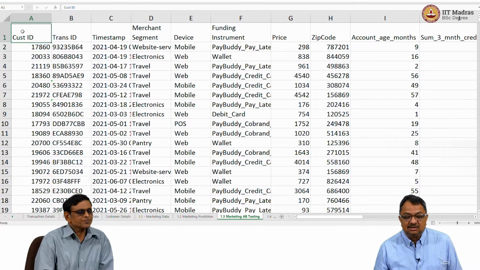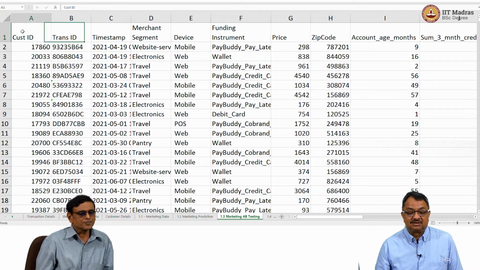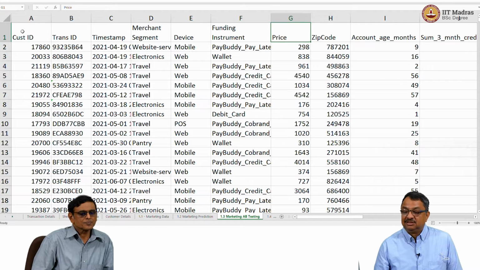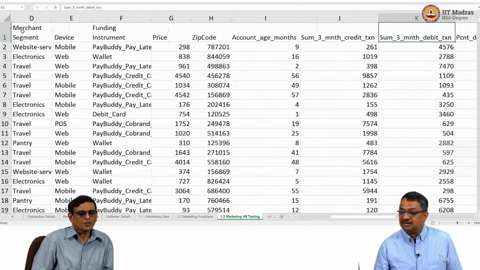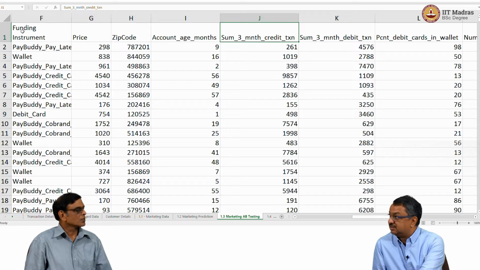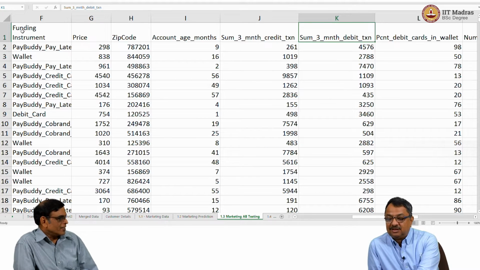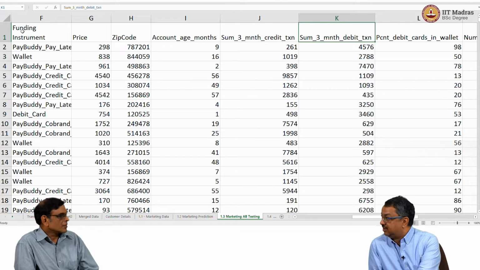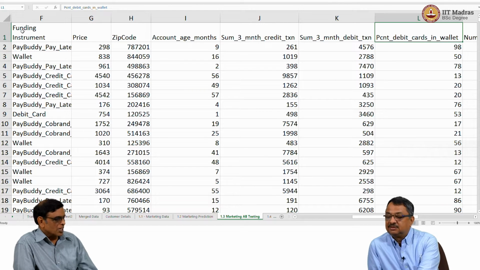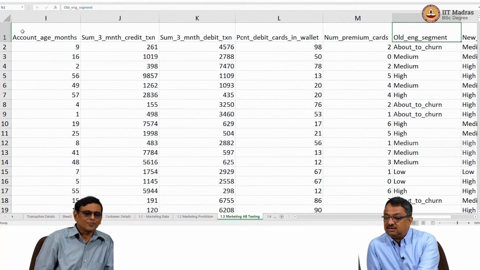So let's see. It largely seems to be the same format that we have. Transaction data, customer data, customer ID, transaction ID, timestamp, merchant segment. This is all similar to what was there earlier. They have only given us additional 3-month data in terms of spend, instead of 12 months, because the experiment is 3 months. 3 months on credit card, 3 months on debit card. Percentage debit card in wallet. Number of premium.